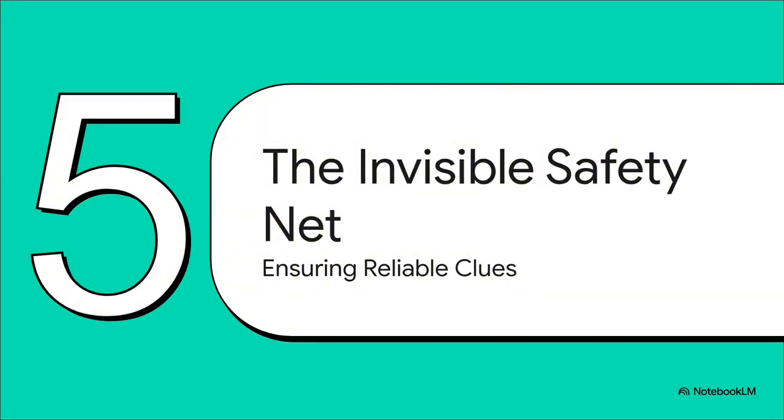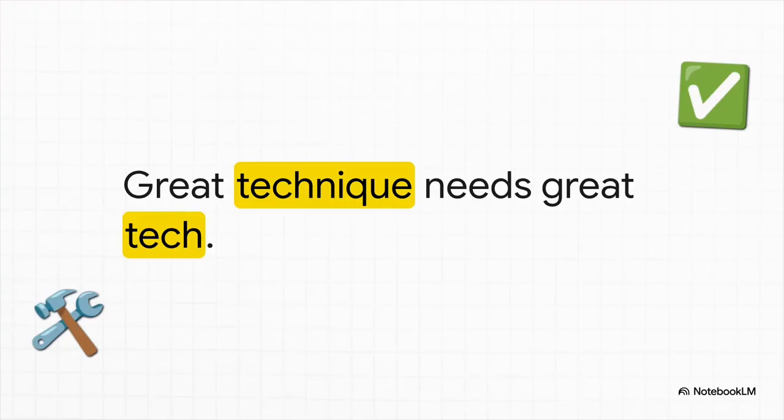But let's be honest, a detective is only as good as the quality of their clues. So to make sure all this evidence is reliable, there's a whole safety and quality control system working behind the scenes just to make sure every clue is crystal clear. Because you can have the most brilliant detective with the cleverest rules, but they can't solve a case with faulty equipment or blurry photos.